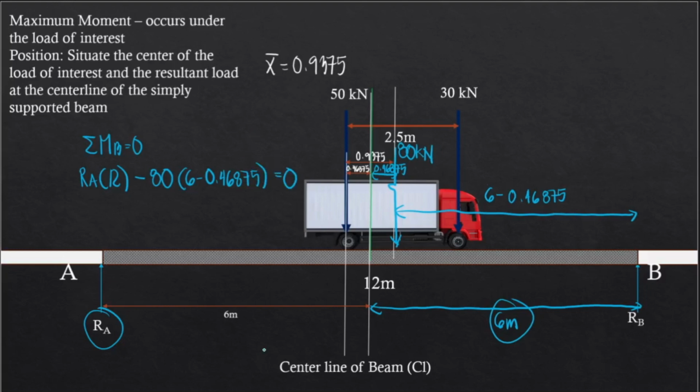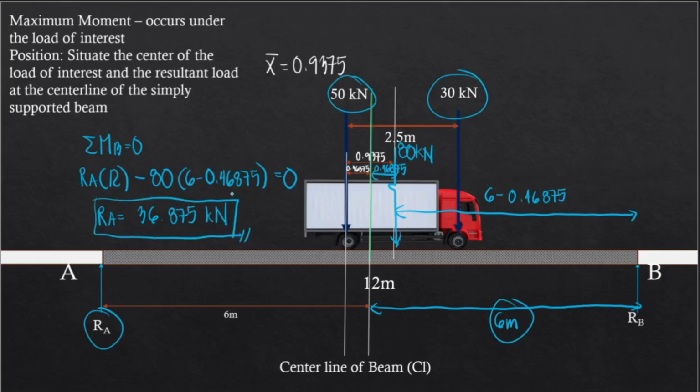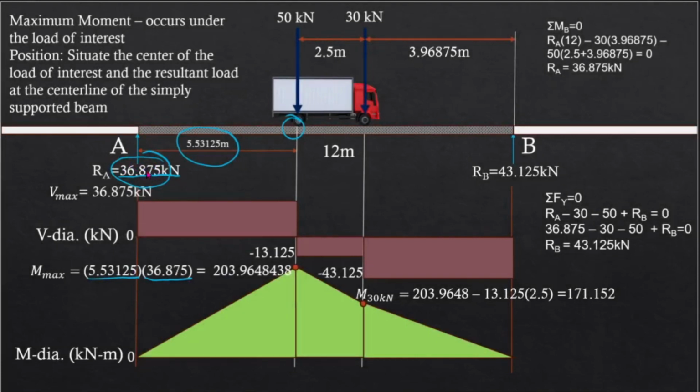Now as you can notice, our solution is more efficient because we are only using one load instead of two loads. And so we only need to use one moment arm instead of two. Now solving RA, we have 36.875 kN. As you can notice, this is the same as our result earlier. Now if we are to check, we have this one, 36.875.